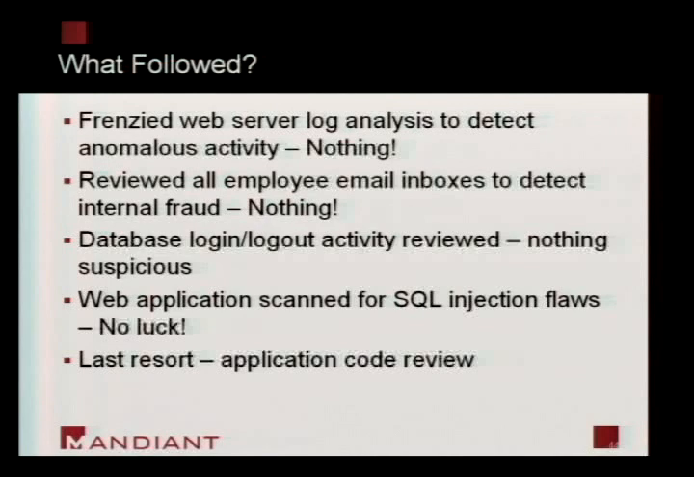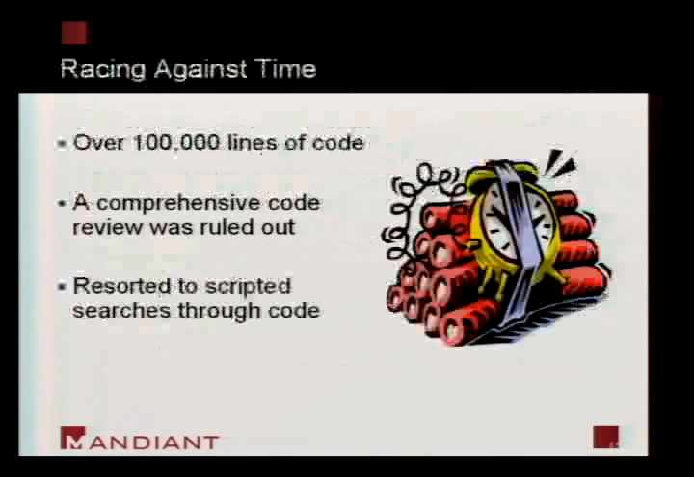So at this point, the last resort was, I want to look at that source code quick and dirty. Obviously, there's millions of, or I guess thousands of lines of source code. It's not possible to go through it in a comprehensive manner in 72 hours. But that was our last resort. Let's have a quick and dirty look at the source code. So a comprehensive code review was obviously ruled out. We were up against a time bomb. And we resorted to some sort of scripted searches looking for some basic vulnerabilities in there.